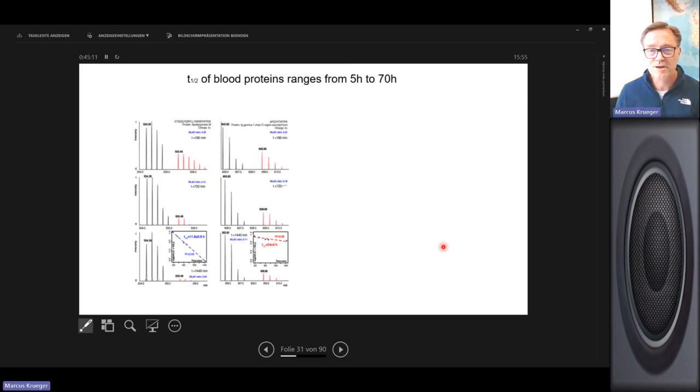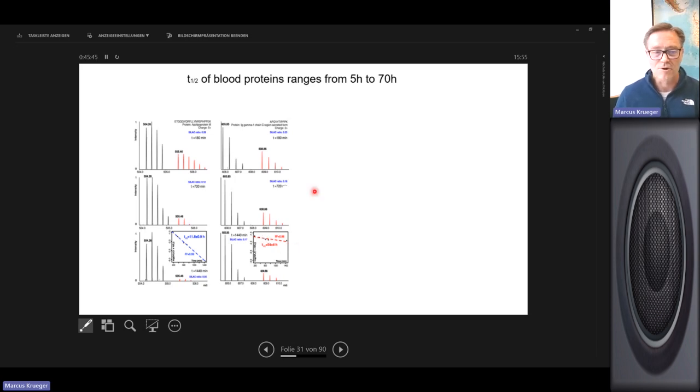And then, of course, we did it several times. Here are some spectra which you might get after different time points, after 100 minutes, 720 minutes. If we now calculate the decay, or the slope of this decay, this basically gives us the half-life at the end. So for this protein, the apolipoprotein, we have a half-life of 11 hours. And for another protein, in that case the IgG, we have a half-life of 50 hours or 45 hours.